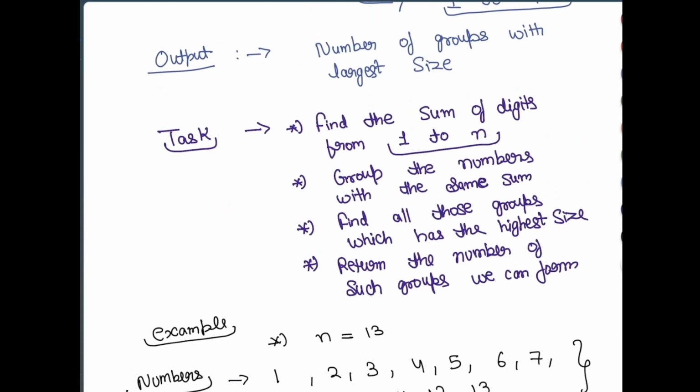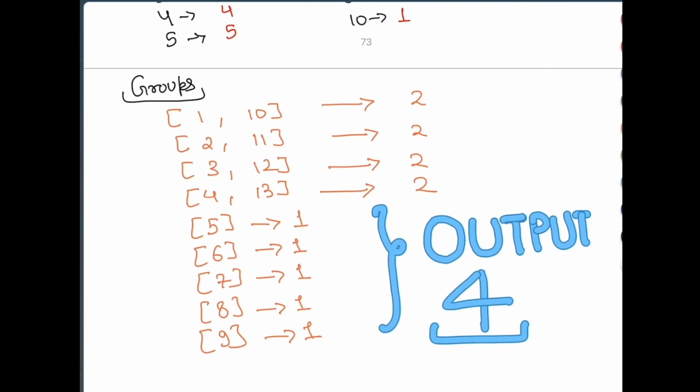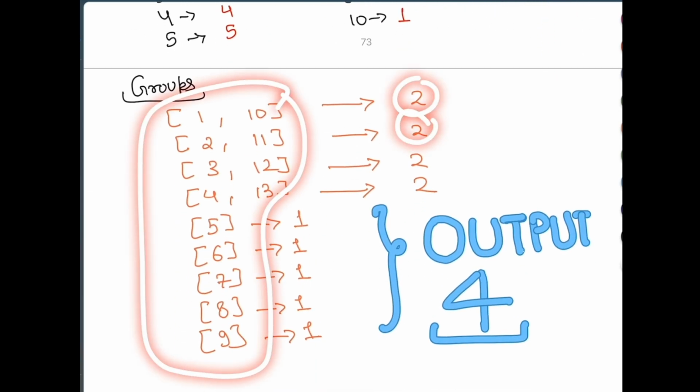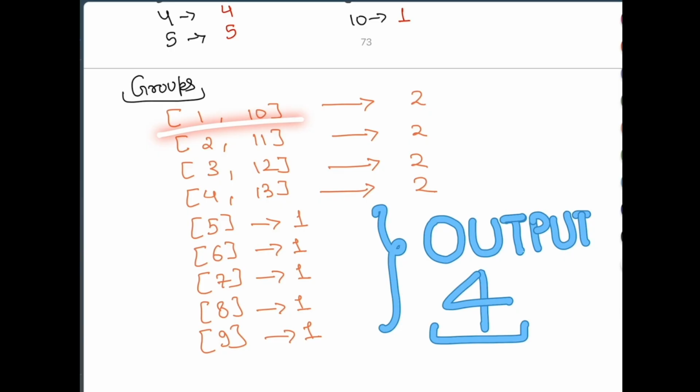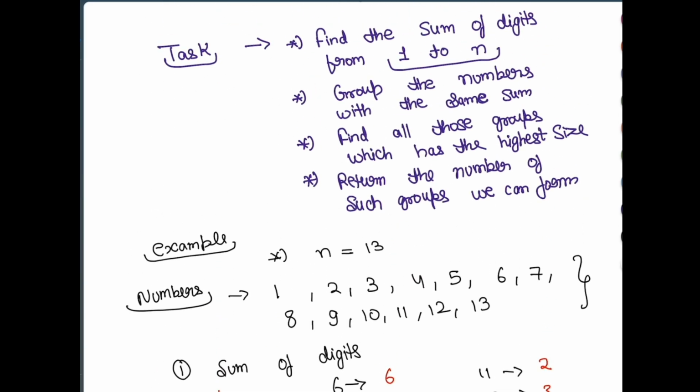Now next is to find all those groups which have the highest size. So what are the sizes of these groups? The sizes are 2, 2, 2, 2, because these groups have two elements. For the other groups, the size is going to be 1, because these groups have one element in them. So the different sizes are 1 and 2. And what's the highest? 2, right? 2 is the highest.